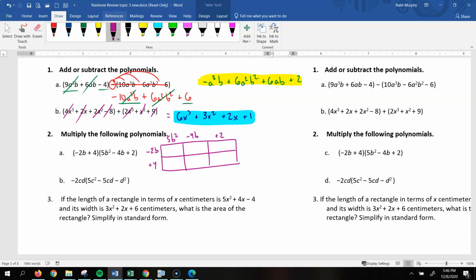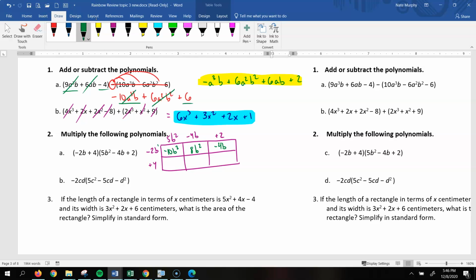So now we're just going to multiply these together to get the inside pieces. So negative 2b times 5b squared would be negative 10b cubed. And that's where some of you guys are having a hard time. When you multiply two variables, you want to add the exponents. And so that b has an exponent of 1. So 1 plus 2 would be 3. So we have negative 10b cubed. So negative 2b times a negative 4b, well, that's going to be a positive 8b squared. When we get to the next one, negative 2b times 2 would be negative 4b.